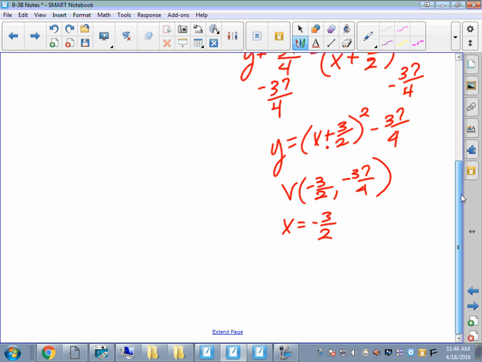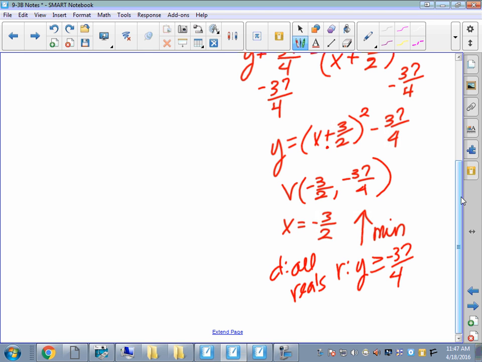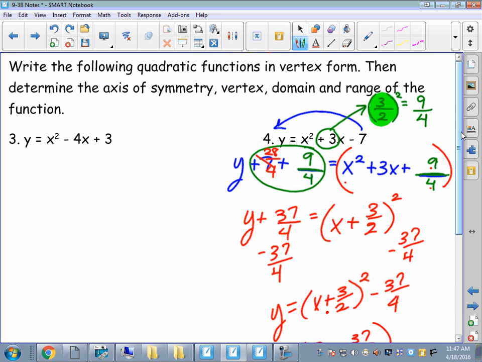This opens upward. We're going to do a lot of opening up because if not, it's a little difficult. That means we have a minimum value, and my domain is all reals. And my range is y has to be greater than or equal to -37/4. You'll never go beyond that. And there's everything about that function. So I skipped number 3 because I just feel like it's monotonous. My y-intercept, I didn't talk about it, but the y-intercept here would be -7 in that original problem.